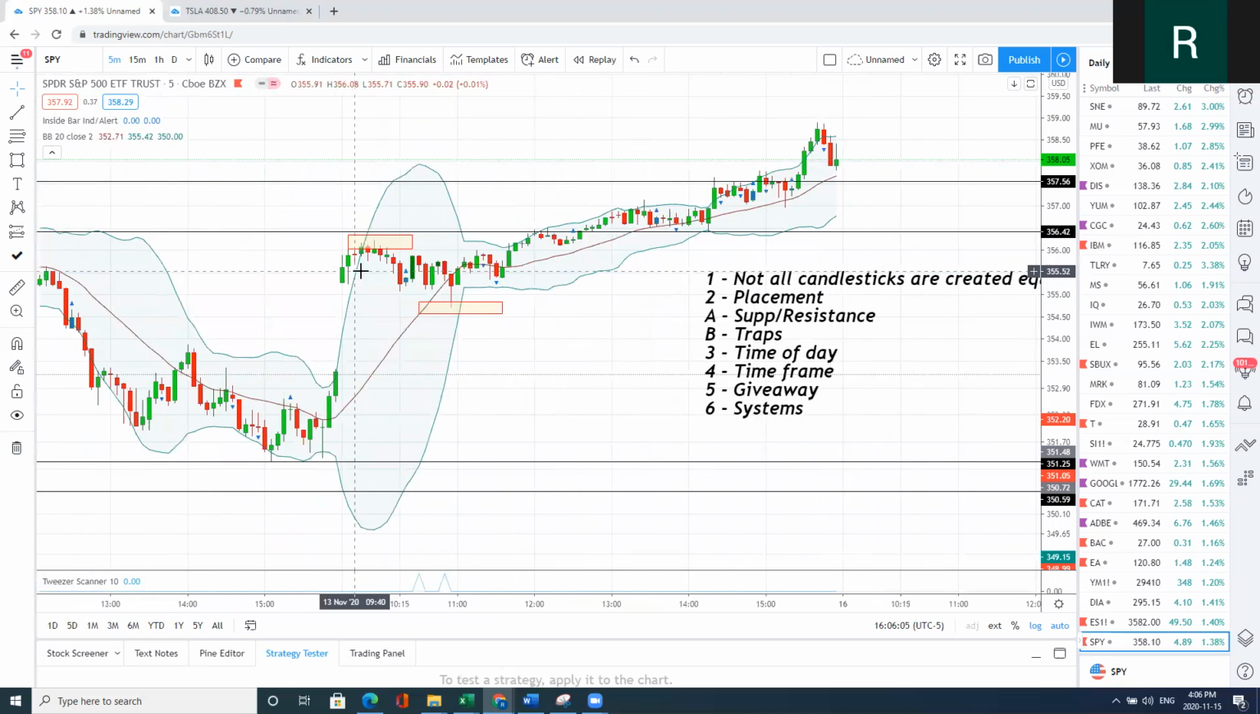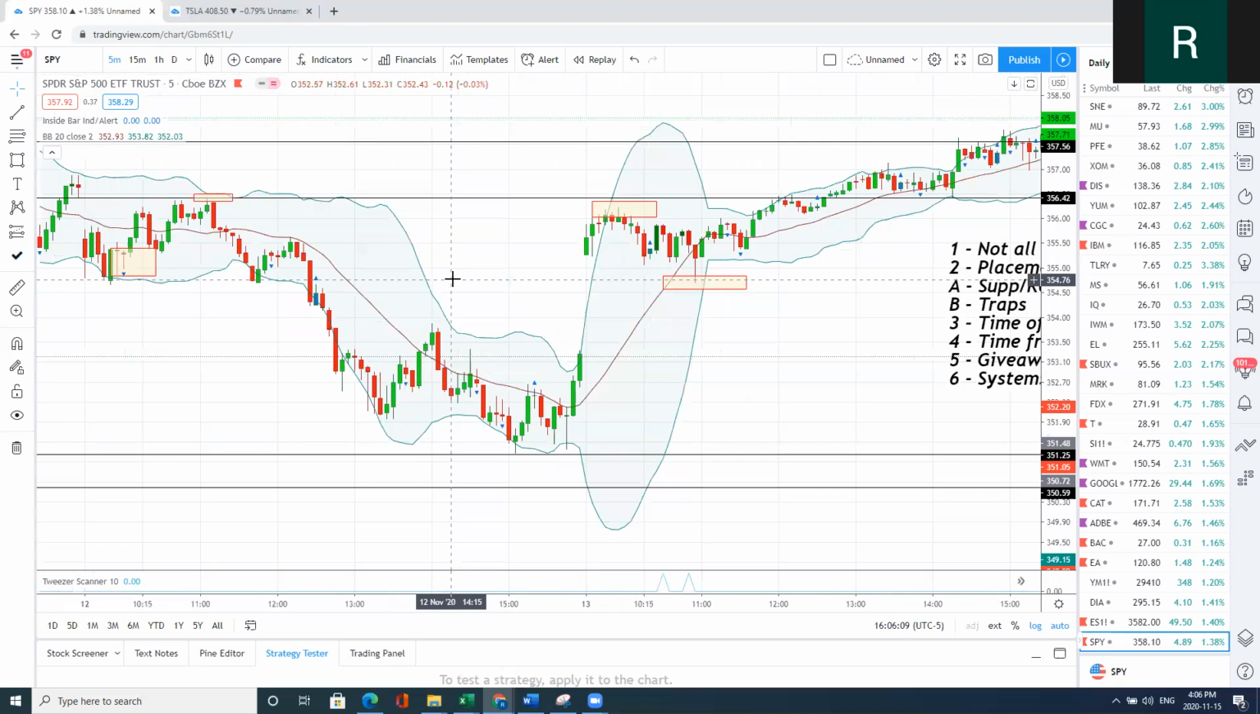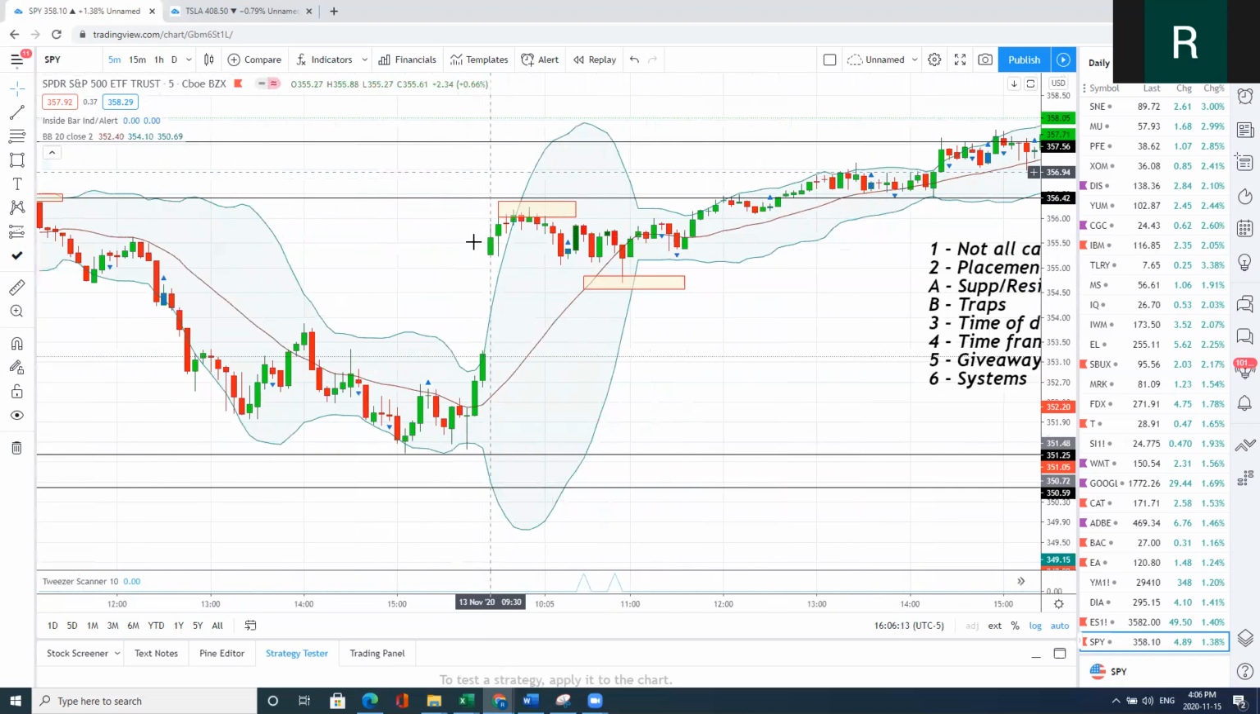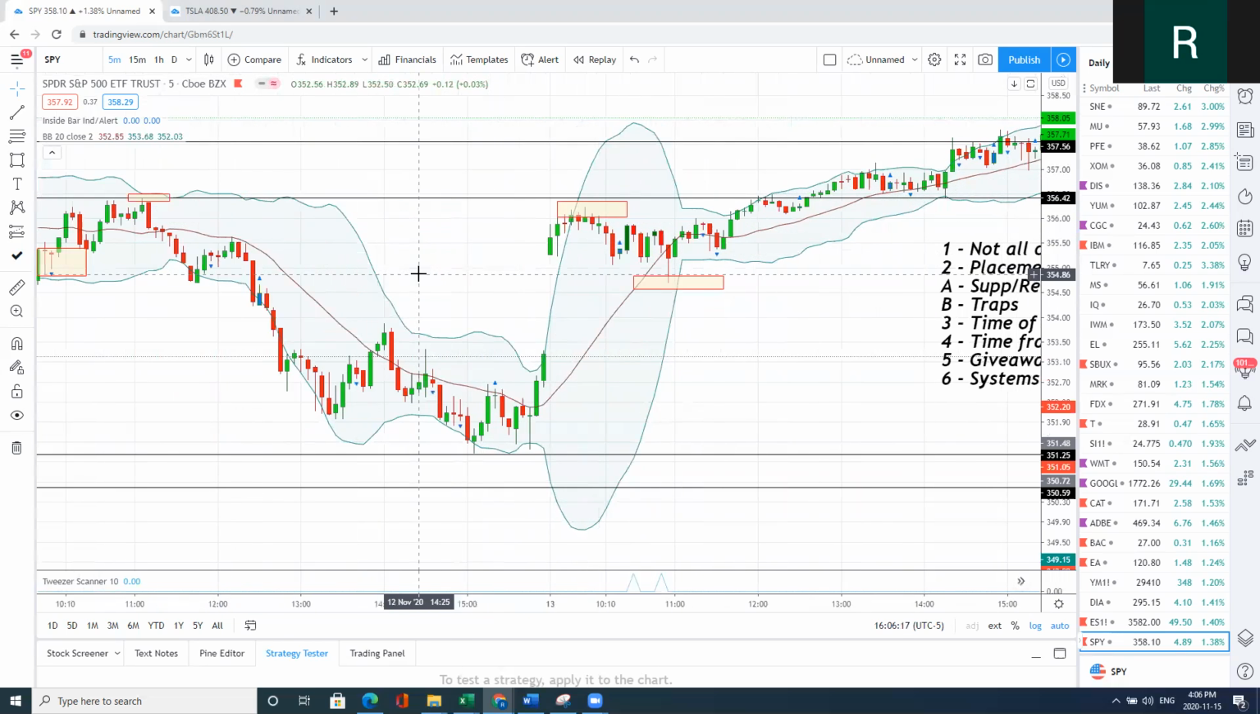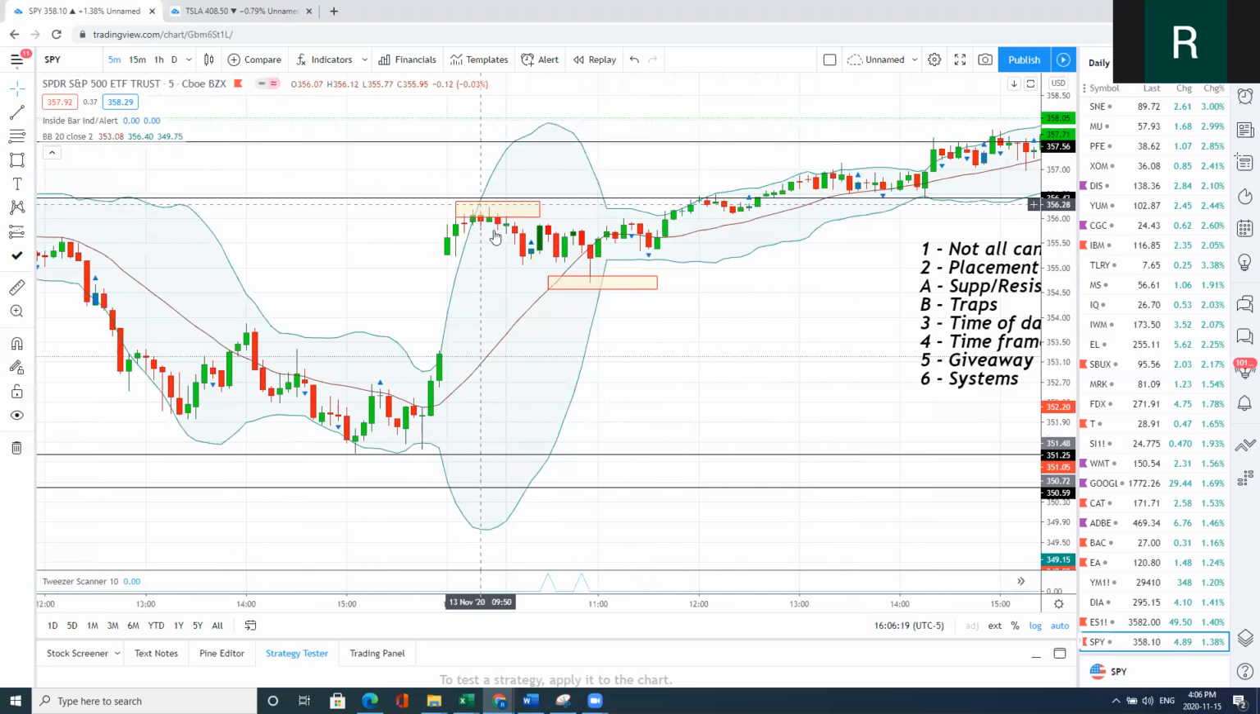Okay, so this is Friday. This is the 5 minute chart for the SPY. And we have the previous day's high marked up here. So right after the open, we push up right into the previous day's high. And this is one of the calls that I made on Twitter. And we got this inverted hammer candlestick.